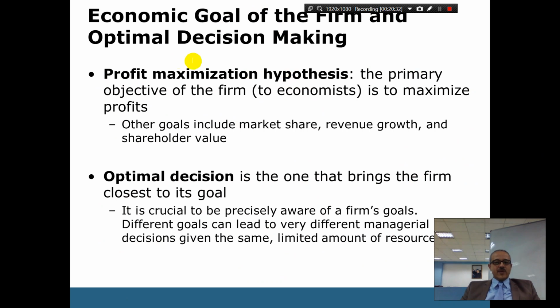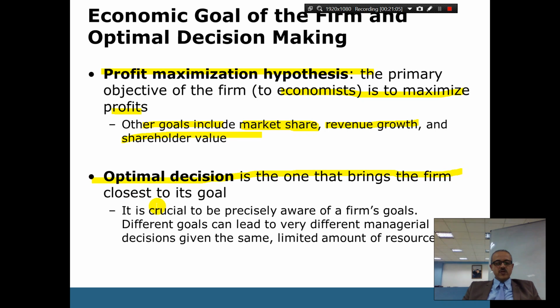And then here it talks about the profit maximization hypothesis. What is the hypothesis? The primary objective of a firm, to economists, is to maximize profit. Other goals may include market share. Because remember, sometimes you just want to get a high market share, because once you have a market share, then customers will believe, all of the marketing theories behind getting customer market share. Revenue growth. Sometimes you just want to have the cash, the revenues. Maybe you have shareholder value, that's your main objective.